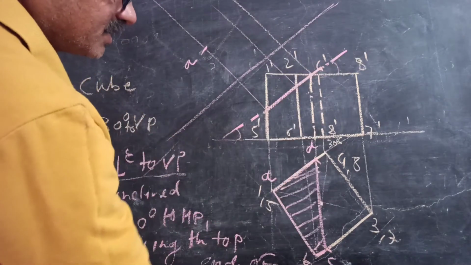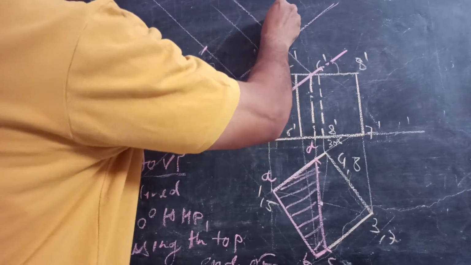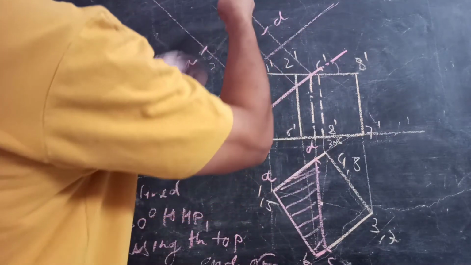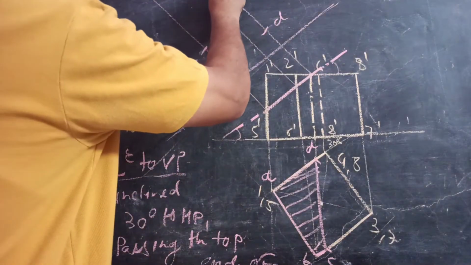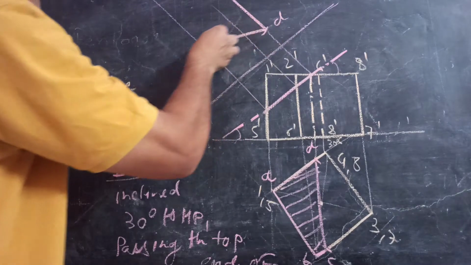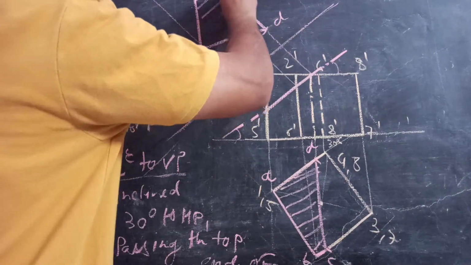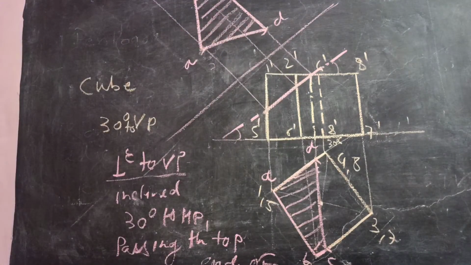On this projector there are 2 points. This is D. So D is here. And this is C. So C is here. So this will be a sectional true shape.